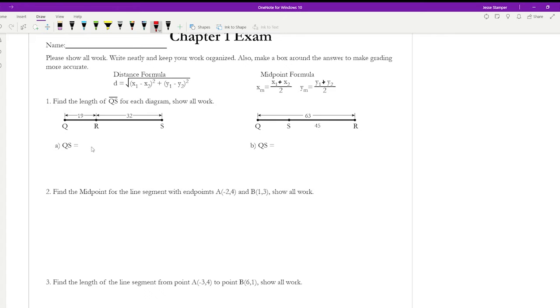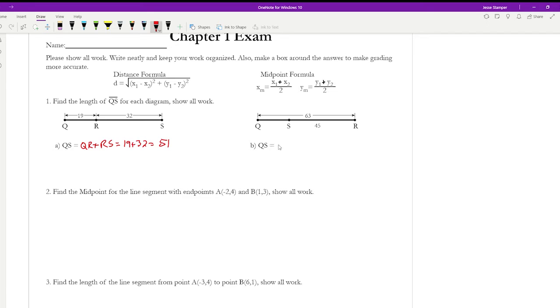All right. For number 1, it asks, what's the length of line segment QS? Well, QS is the length of the entire line, and my measurements that I gave you were, from Q to R, it's 19, from R to S is 32, so QS has to be the sum of QR plus RS, which the measurements are 19 plus 32, which equals 51.